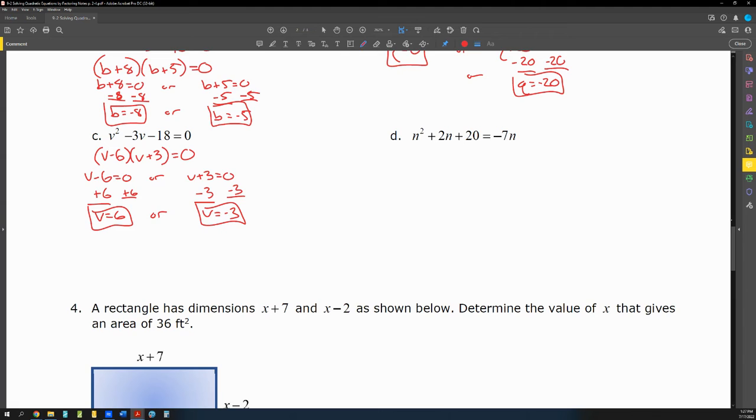And last but not least, 3d, we have this is not equal to 0. So to get it equal to 0, I'm going to add 7n to both sides.